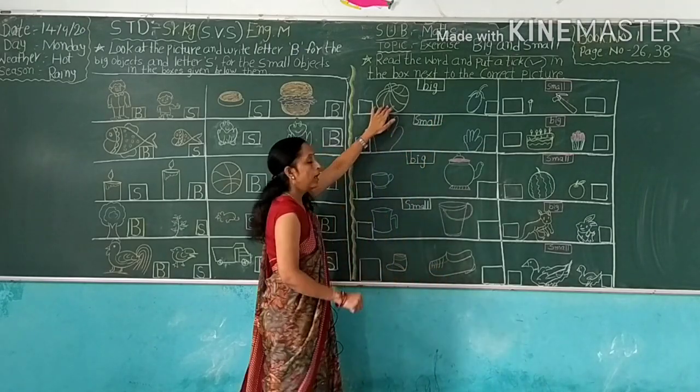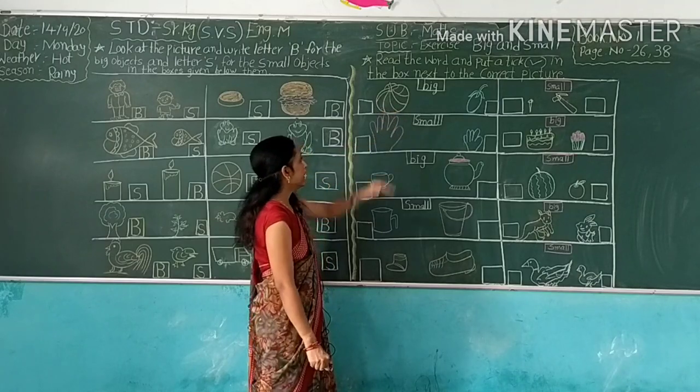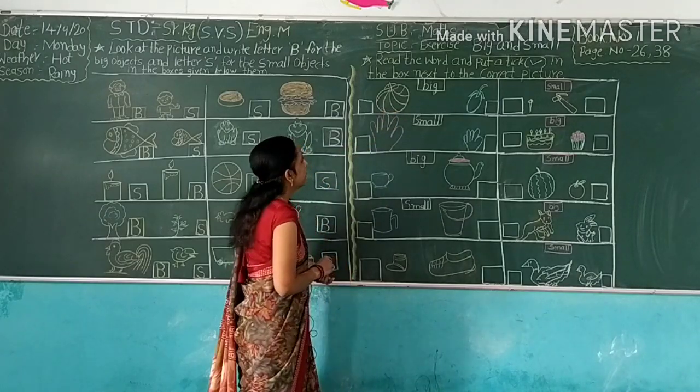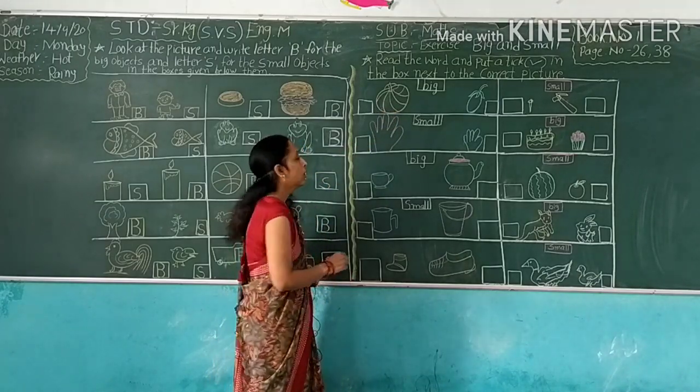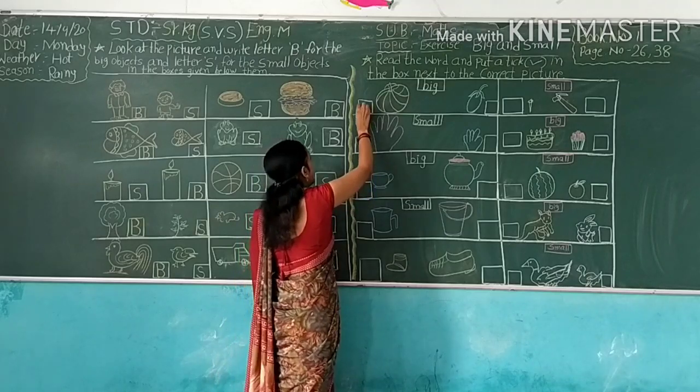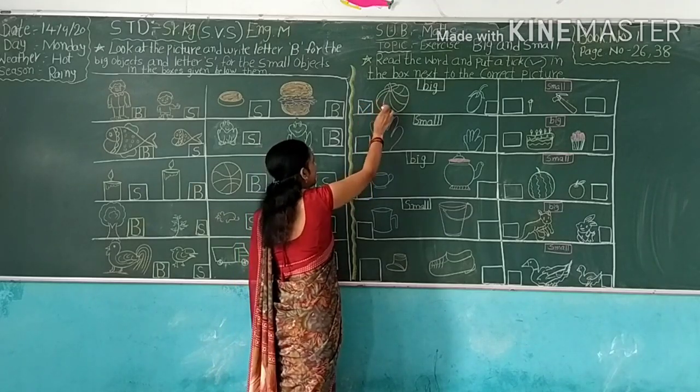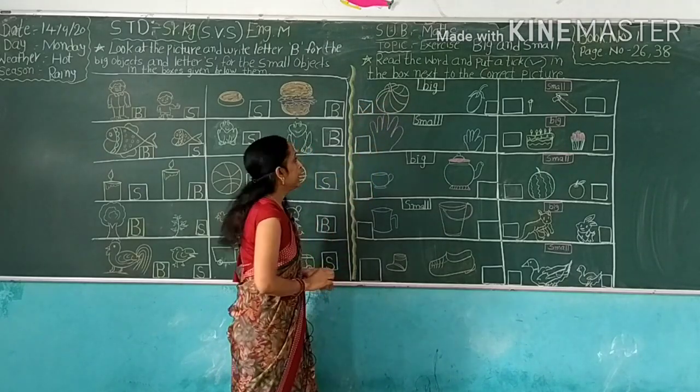And what is this? Pumpkin. Which picture is this? Pumpkin. So here we write big object. So write here big object. Pumpkin is big object.